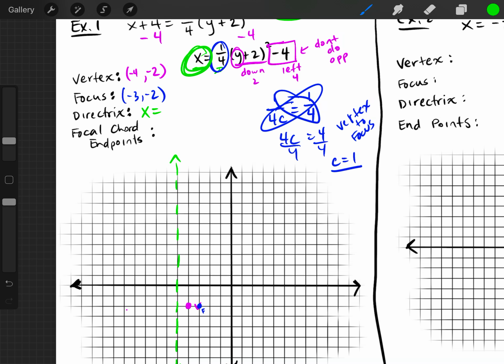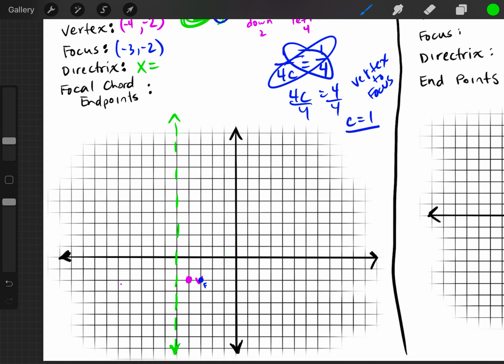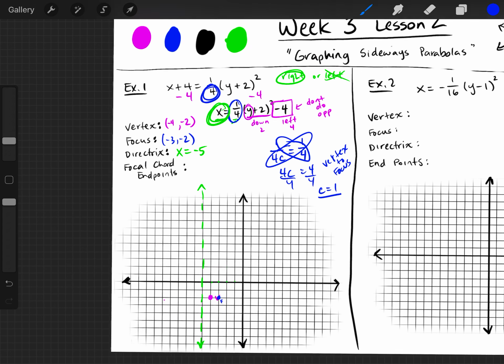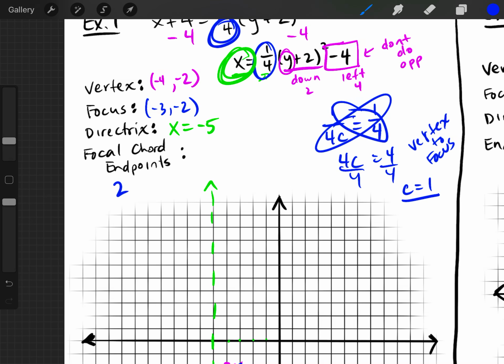Again, we need to write an equation for our directrix. Since our equation is x equals, our directrix is going to be x equals, and then you just have to figure out what does it equal for that line. So we go left 1, 2, 3, 4, 5. So x equals -5. The last step is finding those focal chord endpoints. How wide do we go? Again, you can look at this. Since it is 1 over 4, that's telling us it's 4 wide, so you would go up 2 or down 2.